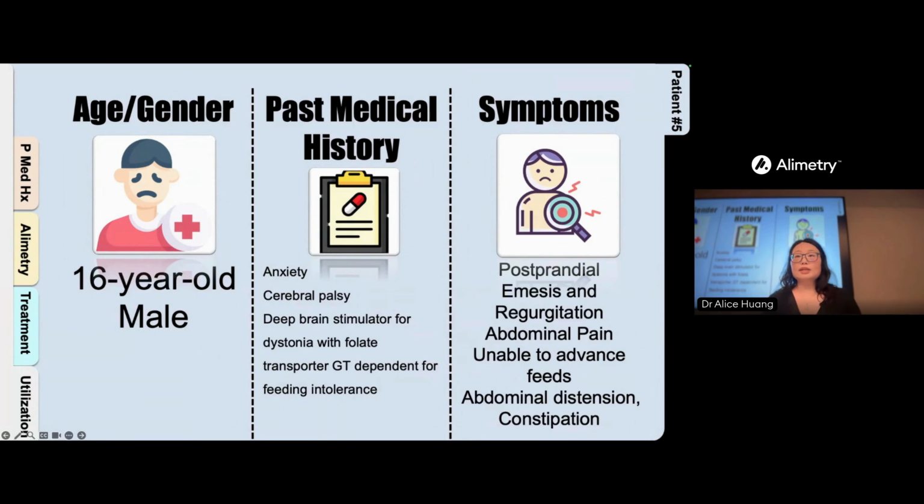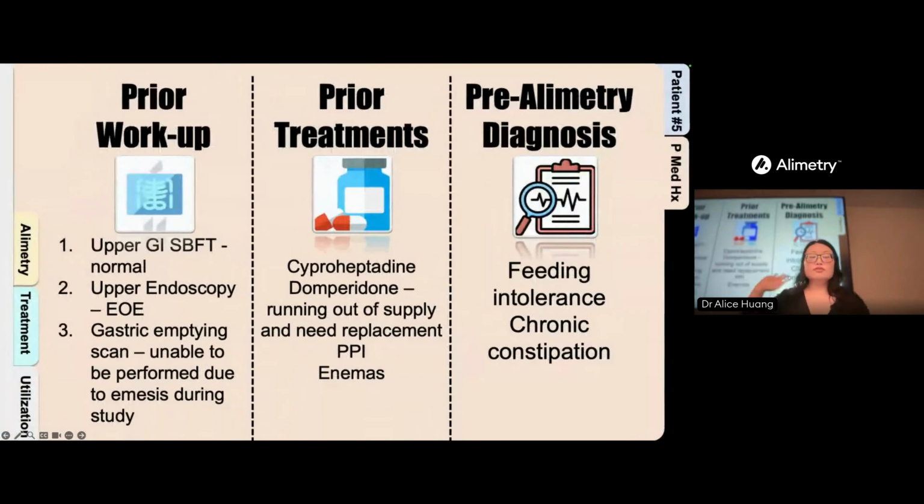feeds, and inability to advance G tube feeds as continuous feeds. He also had a lot of abdominal distension and constipation. For this patient, an upper GI with a slow infusion of the contrast showed that anatomically everything looked normal. His upper endoscopy years ago showed EOE, and it hasn't been repeated yet. His gastric emptying scan has never been able to be performed because whenever we would try the gastric emptying scan, he would vomit. So it was never able to be completed.